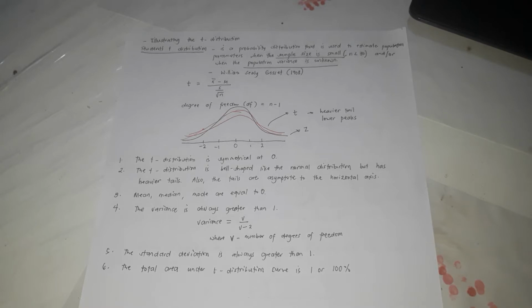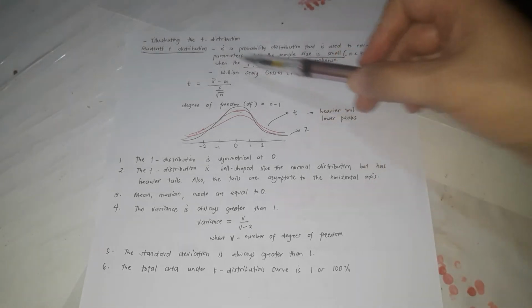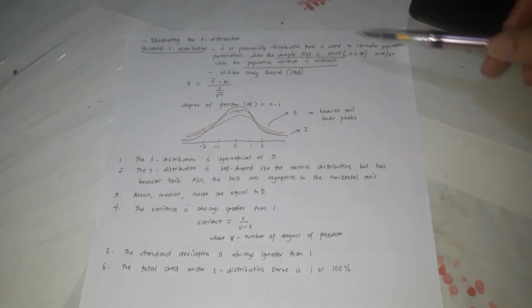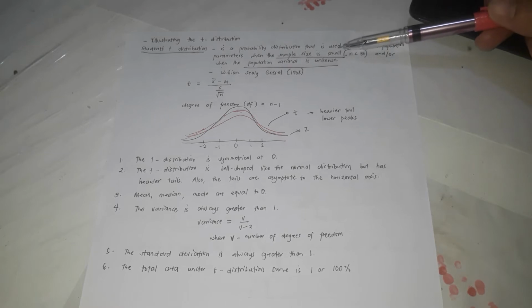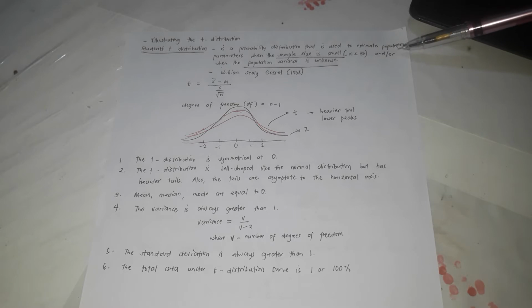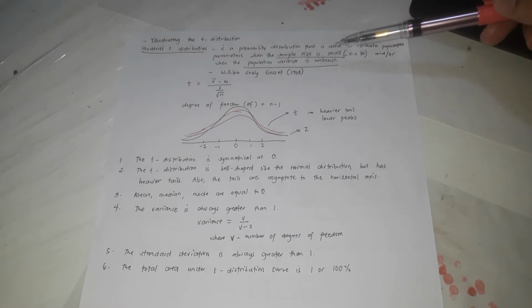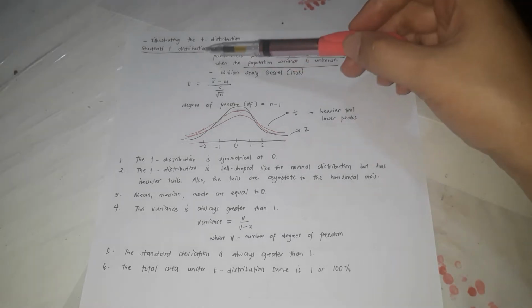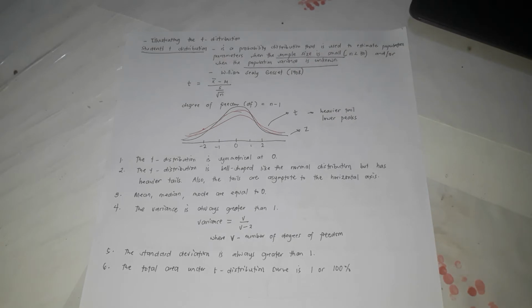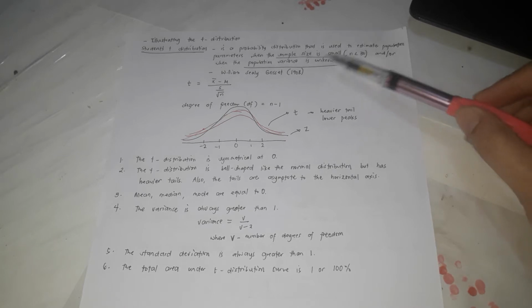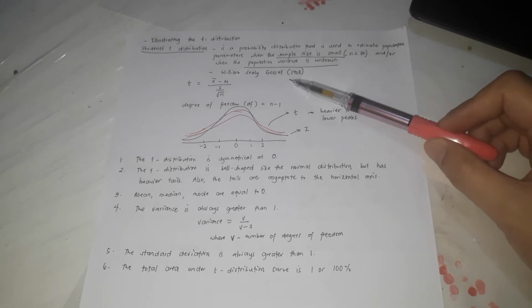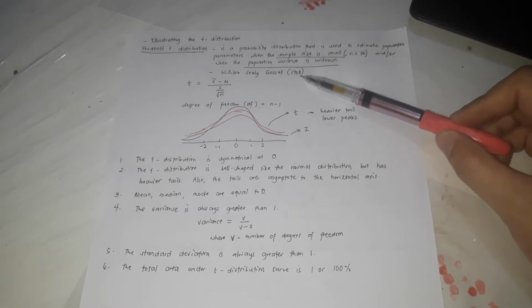T distribution, or Student's T distribution, is a probability distribution that is used to estimate population parameters when the sample size is small, where n is less than 30, and/or when the population variance is unknown. So Student's T distribution is only used when the sample size is small, which is less than 30, and the population variance is unknown. So kapag unknown ang population variance, this is developed by William Sealy Gosset in the year 1908.